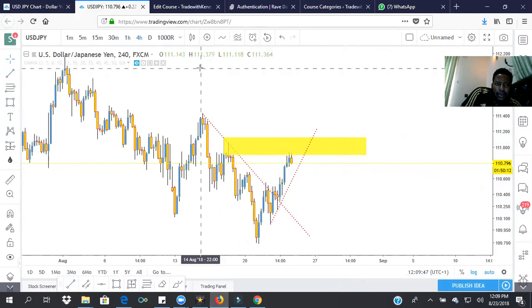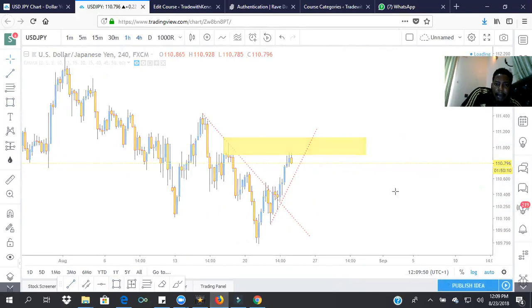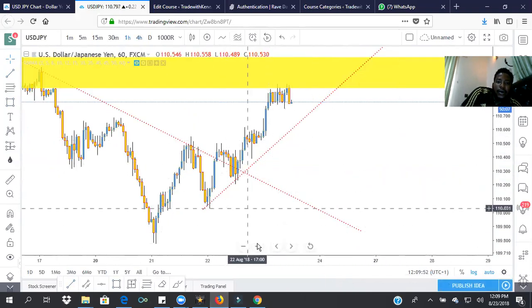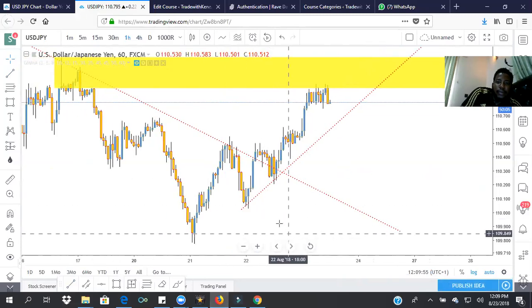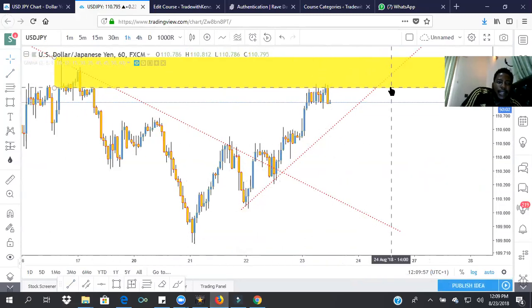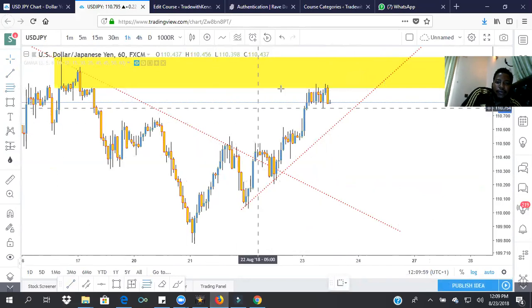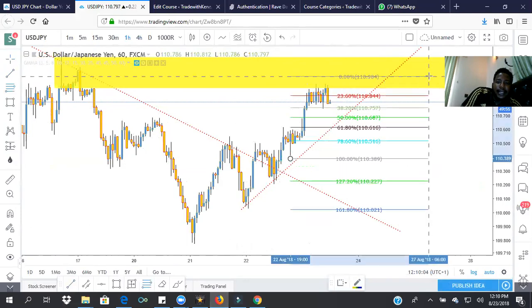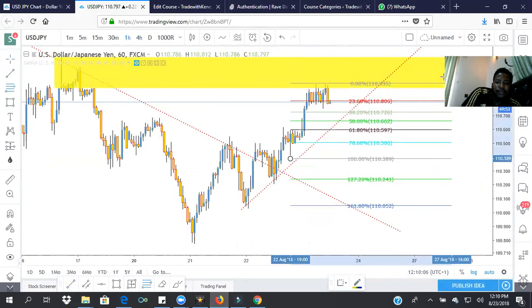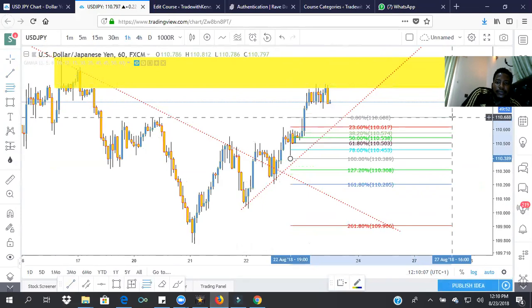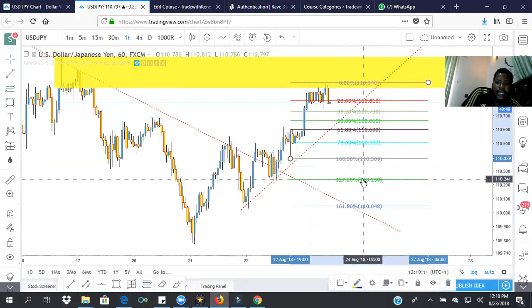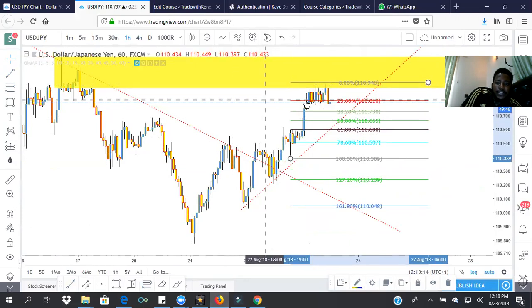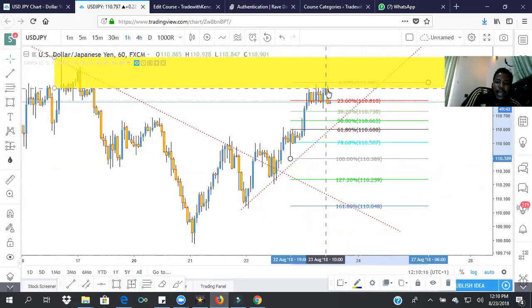Going to the H1, I've already mapped this out. I like drawing my Fibonacci on the H1. If I draw my Fibonacci from this point, I can pick any lower point from here. The one that is very clear to me, I could pick this and drag it all the way to here, which is the first part of the rejection. Drawing this tells me that price rejected this zone, came back to this 23.6, broke it and is retesting this 23.6 zone.